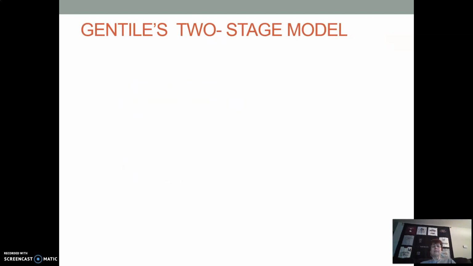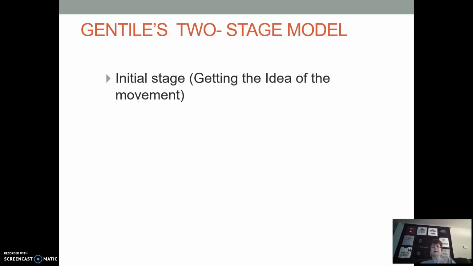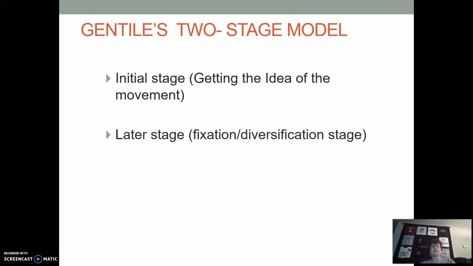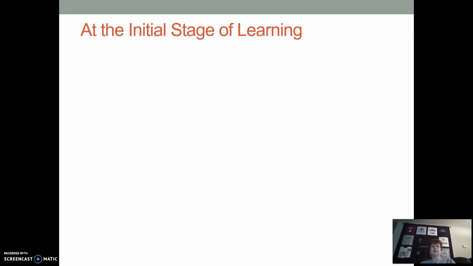Gentile, who we've talked about before, remember Gentile we discussed in chapter 1. She had the 16 categories of her taxonomy for classifying skills. Well, she's also developed this two-stage model of stages of learning a motor skill. It's basically called the initial stage, which is just getting the idea of the movement, and then the latter stage, or later stage. This is where we work on fixation and diversification. So let's quickly look at those two.